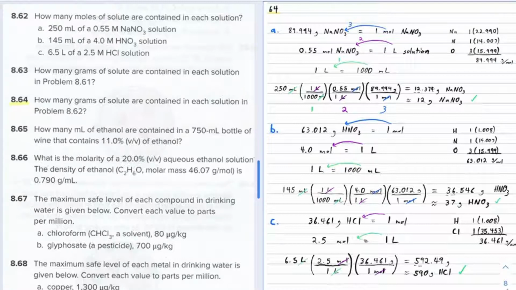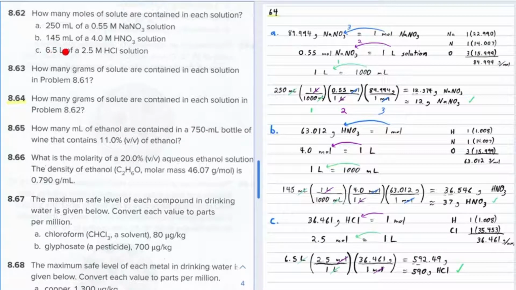So starting with 145 milliliters, you get to liters, and again get from liters to moles using the concentration, and then from moles to grams using the molar mass. Units cancel, you got grams at the end, and the numbers calculate to give you 36.546 grams, which rounds to 37 grams nitric acid.